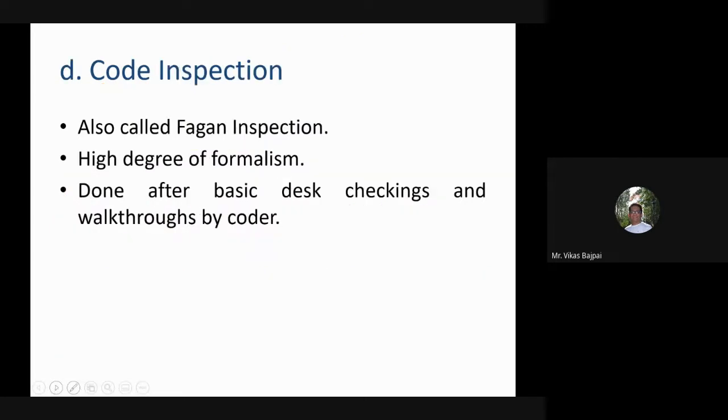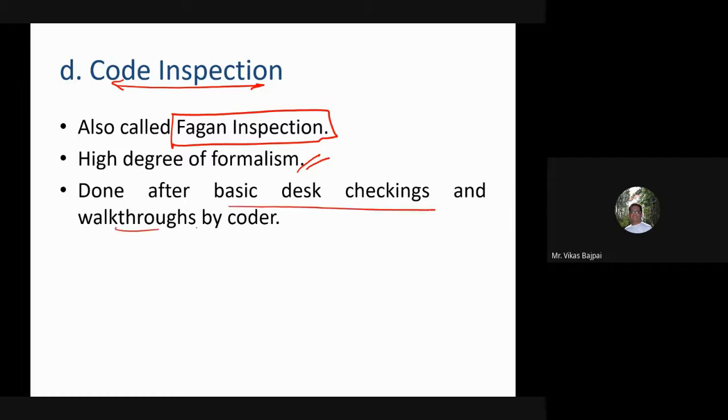Now, next one is your code inspection, which is also called your Fagan inspection. This particular thing has a high degree of formalism. It is basically done after the basic desk checkings and walkthroughs by the coders. All the previous steps have been taken.